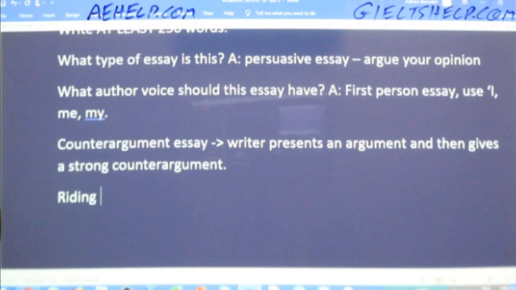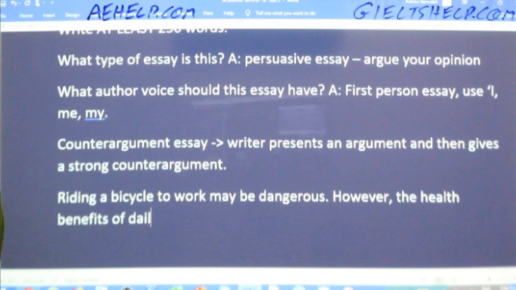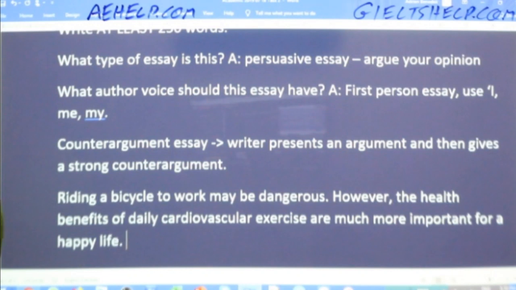Riding a bicycle to work may be dangerous. However, the health benefits of daily cardiovascular exercise are much more important for individuals or for a happy life. Okay?